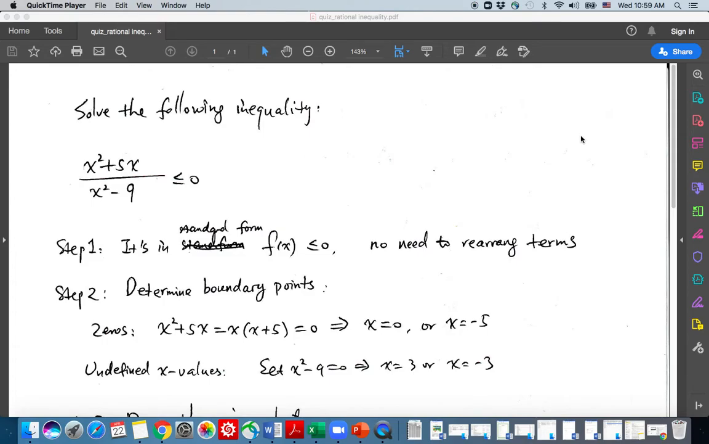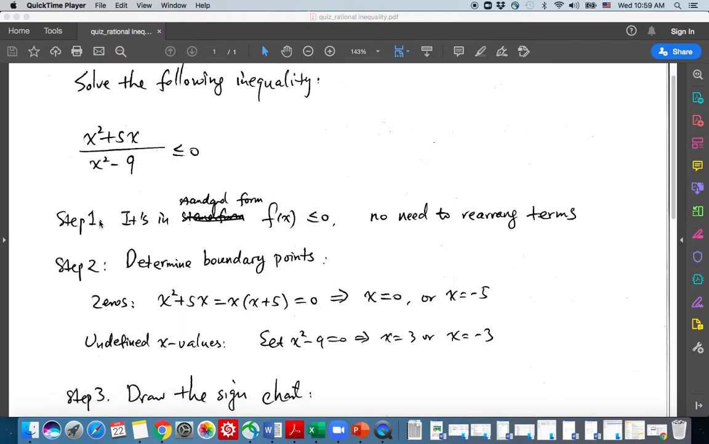In this video, I want to show the steps to solve a rational inequality. The inequality is given as x squared plus 5x divided by x squared minus 9 less than or equal to 0.